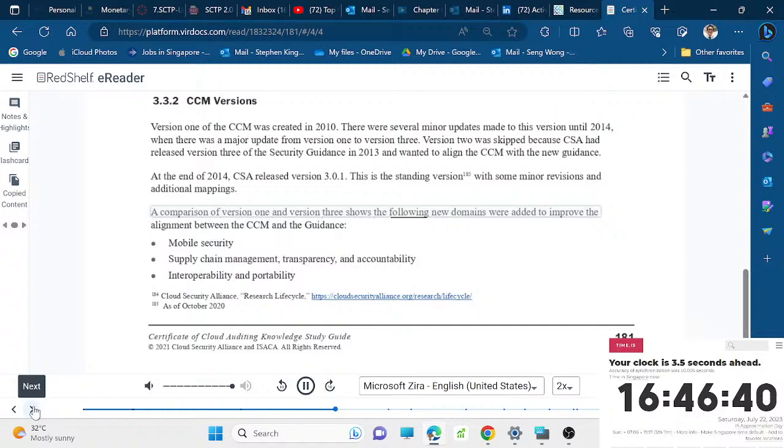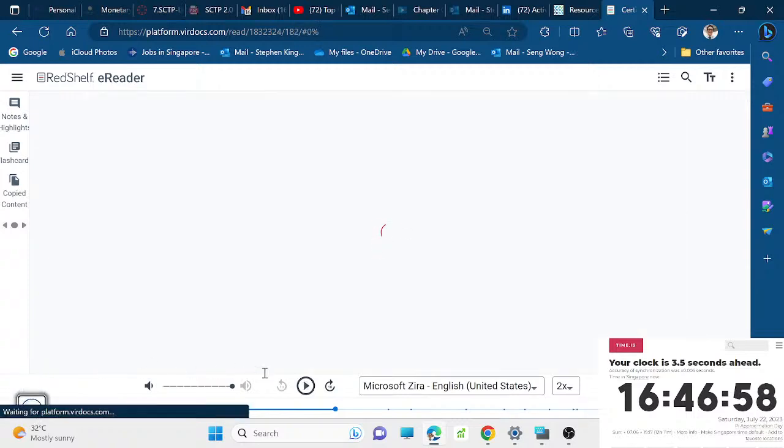This is the standing version with some minor revisions and additional mappings. A comparison of version 1 and version 3 shows the following new domains were added to improve the alignment between the CCM and the guidance: mobile security, supply chain management, transparency and accountability, interoperability, and portability. Cloud Security Alliance, Research Lifecycle, https://cloudsecurityalliance.org/research/lifecycle, as of October 2020. Certificate of Cloud Auditing Knowledge Study Guide.